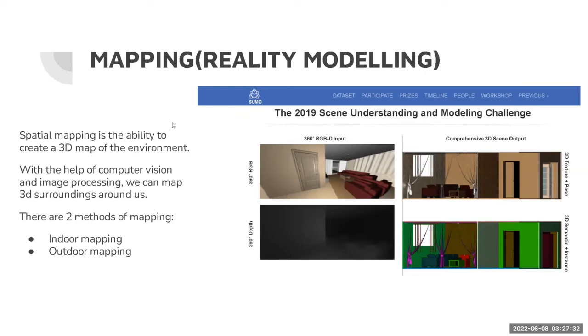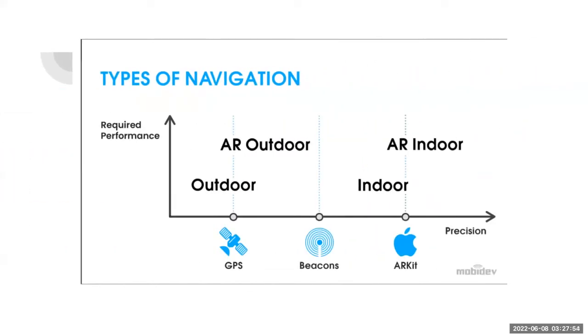With spatial mapping ability, we can create a 3D map of the environment. Also, AR Cloud has two methods of mapping, which are different approaches: indoor mapping and outdoor mapping. Outdoor data uses GPS and geopose, basically GPS and/or camera orientation.